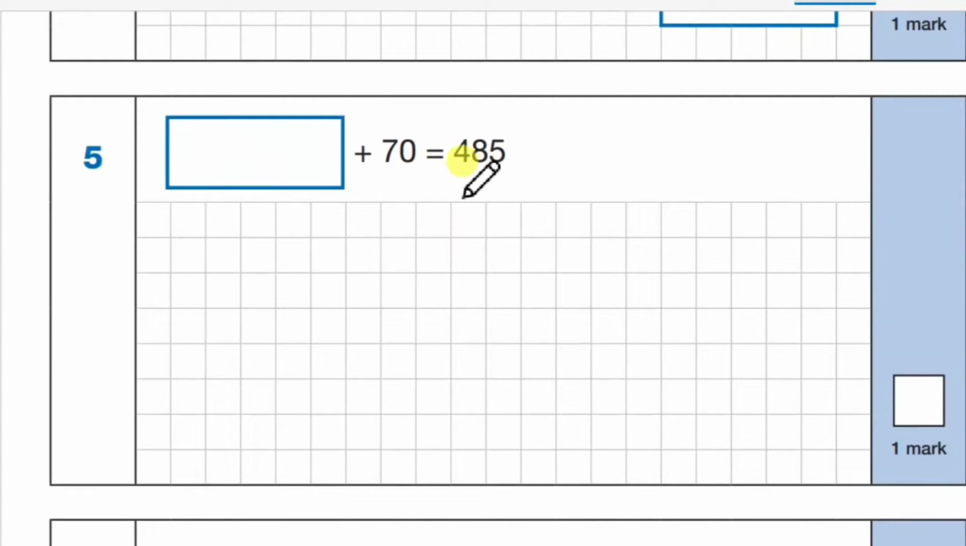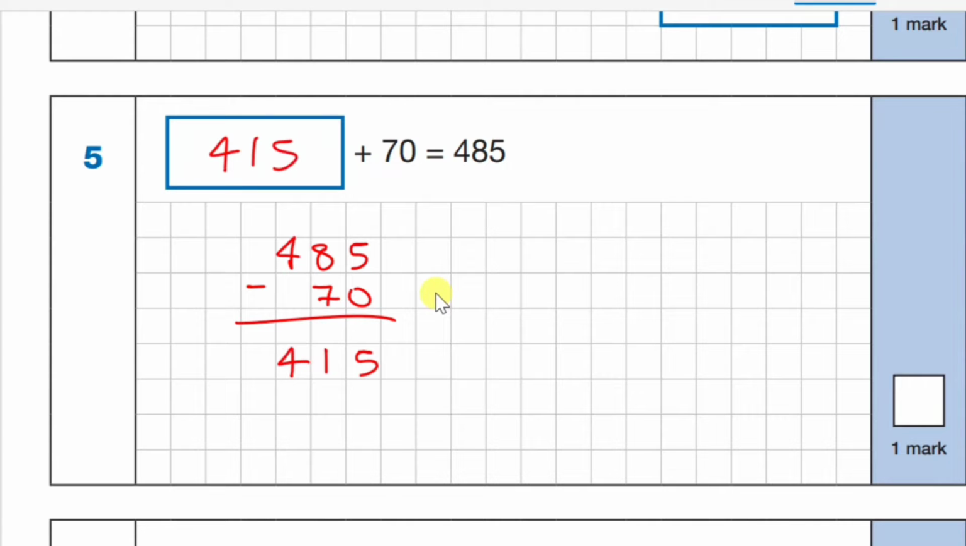Something add 70 gives us 485. So the same trick applies, yeah? We write 485 and we're going to subtract and see what we get. So 5 take away nothing is 5. 8 take away 7 is 1, and the last one is 4. So exactly 415. Nice.